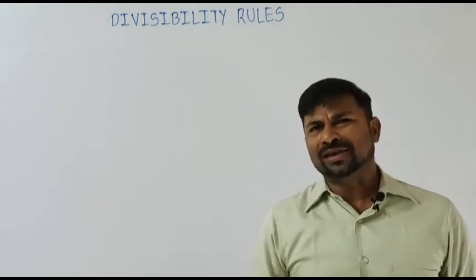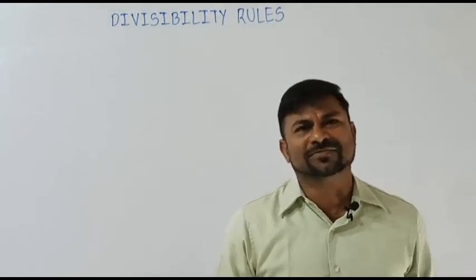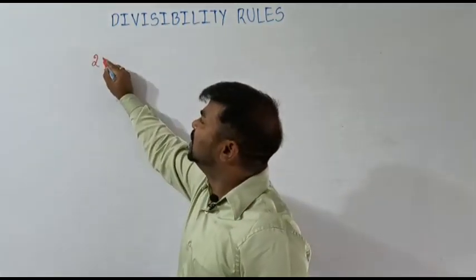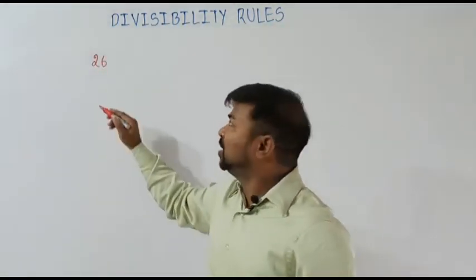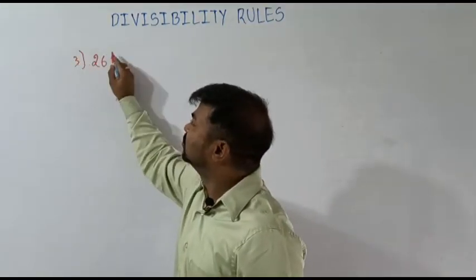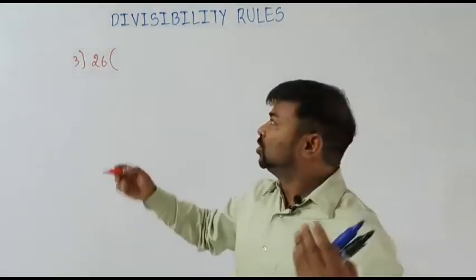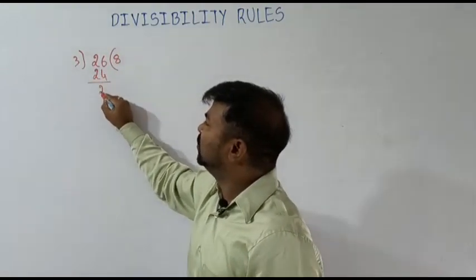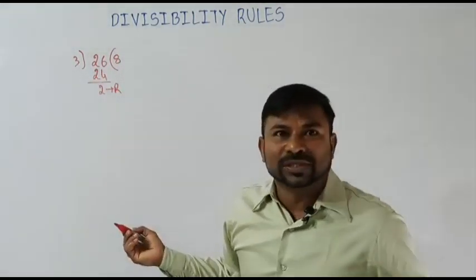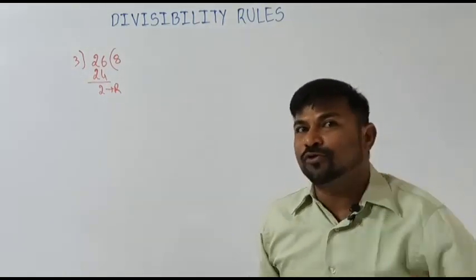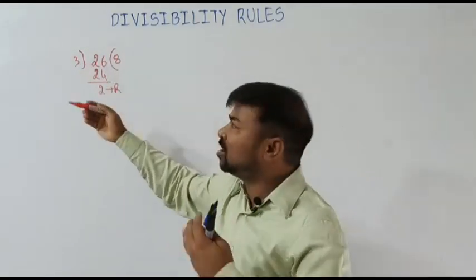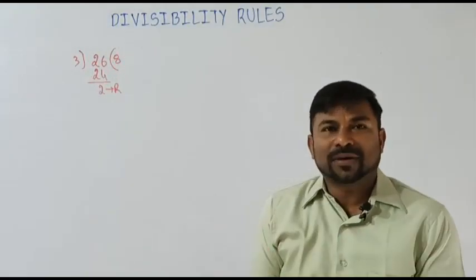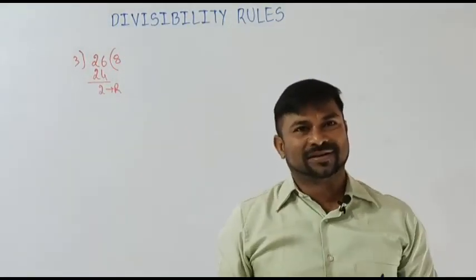Now, what is the need for us to use this divisibility rule? Because if you take a number 26 and want to divide it by 3, 3 eights are 24, and what is the remainder we are getting? We are getting 2. If we had known that 3 is not going to divide this 2-digit number 26, then we might not have tried this.